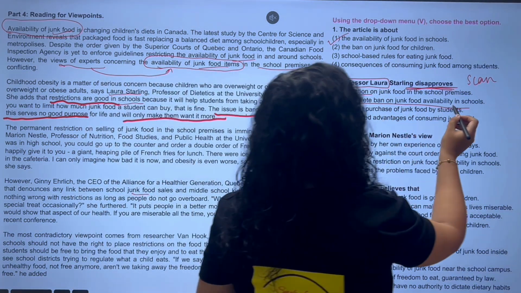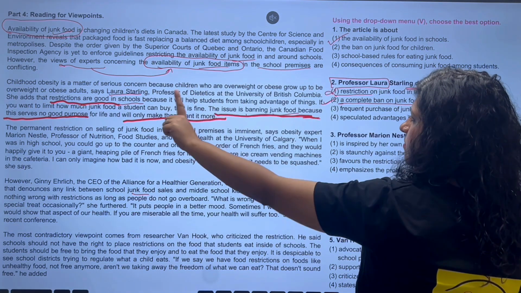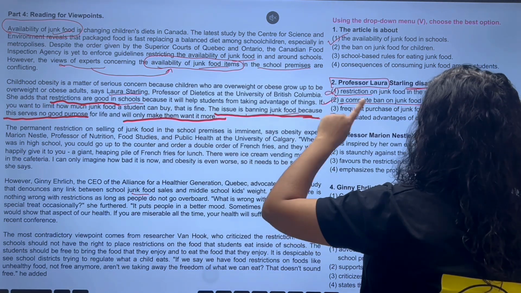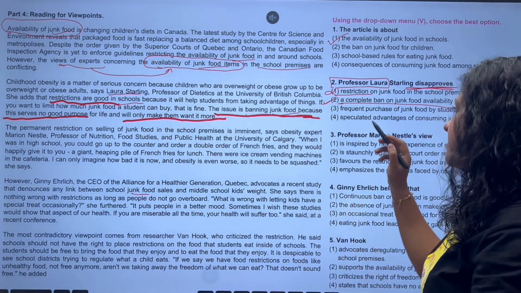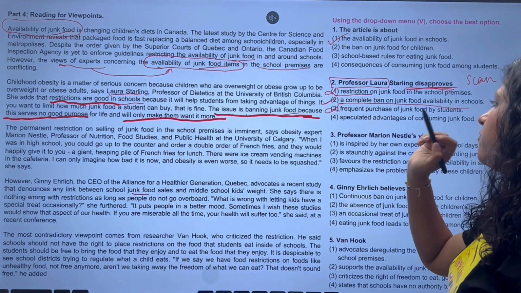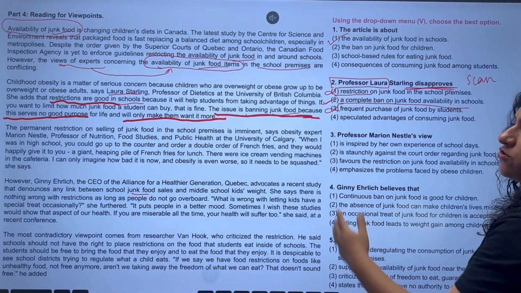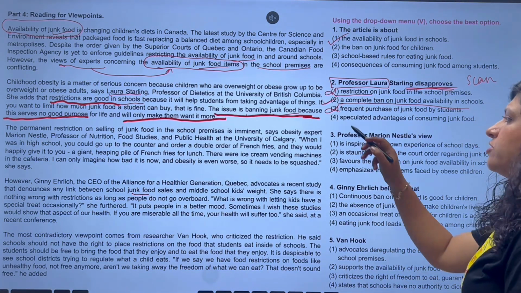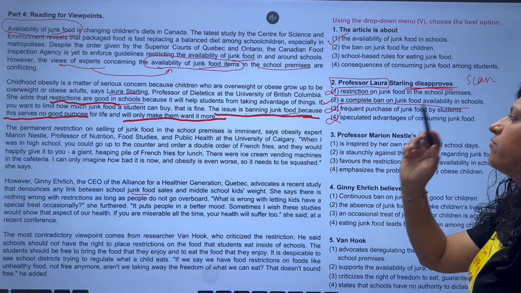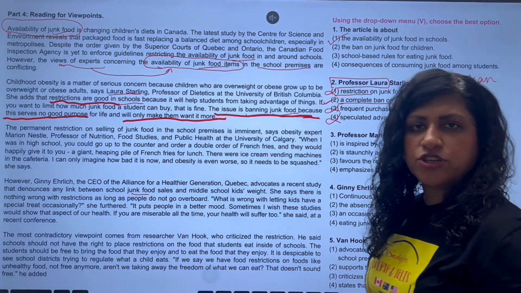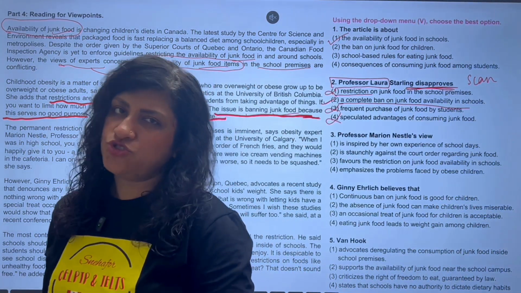Frequent purchase of junk food by students, she doesn't talk about it. That she does not agree with frequent purchase, nothing is mentioned. It's completely off the topic. Speculated advantages of consuming junk food. No, she's not talking about any advantages of consuming junk food. So it's also completely off the topic. So your answer for question number 2 would be a complete ban on junk food.